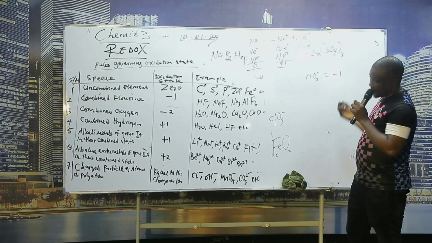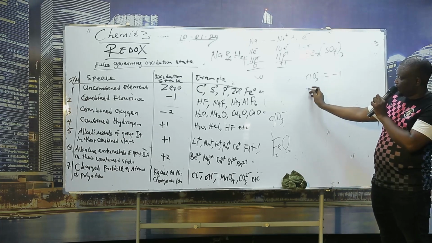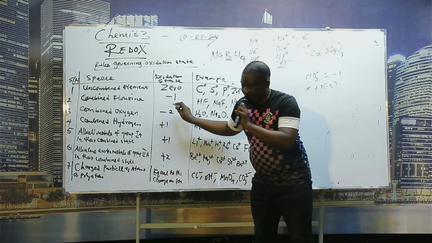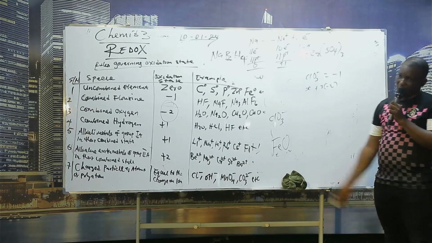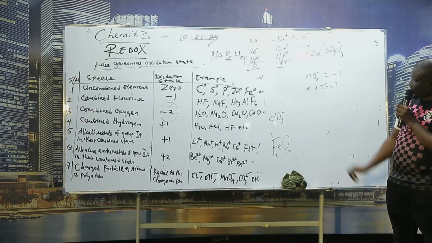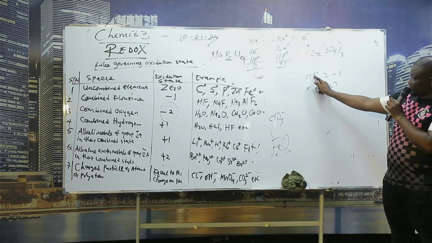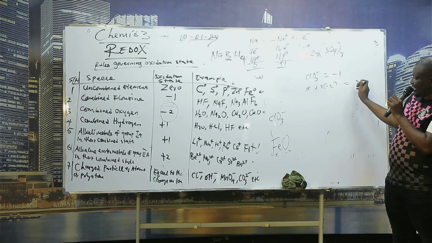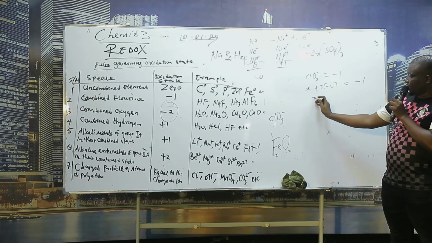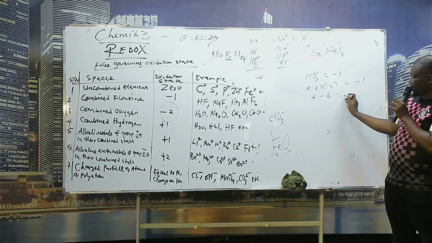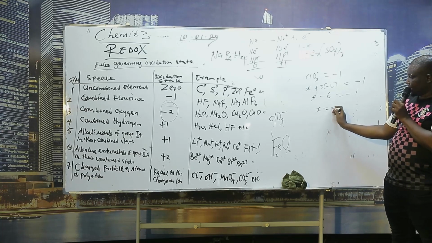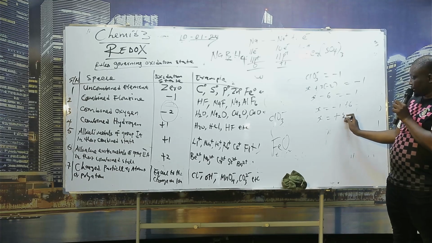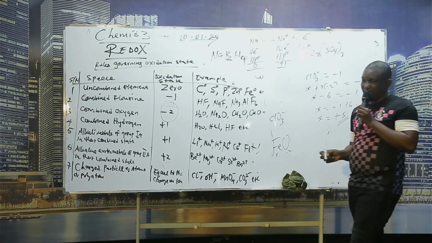ClO3 minus is -1. The one you are looking for is X plus 3 atoms of this times -2. Look at the rule that says it here. Always take note of this, so you don't ask me why -2 is coming from, where 3 is coming from. I'm now substituting this O for -2 and equating everything to -1. So X plus 3 times -2 is -6, equals -1. X is equal to -1 plus 6, which is plus 5. Answer.